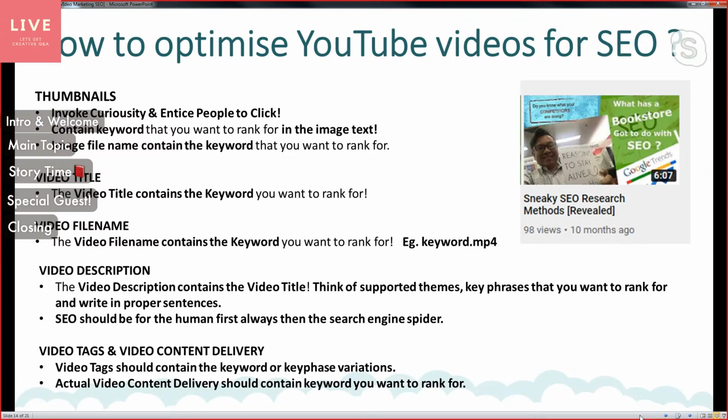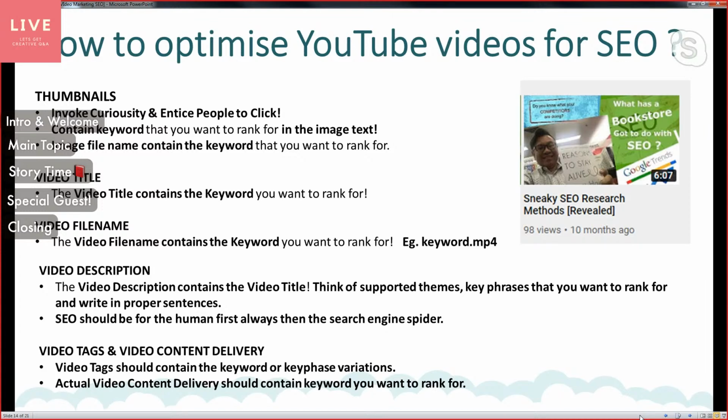So for example, this video, after I upload this video on my YouTube channel, I'm going to try to rank for how to optimize YouTube videos for SEO. That's why, as you notice, when I talk and deliver, I also mention how to optimize YouTube videos for SEO. So this is how it works.